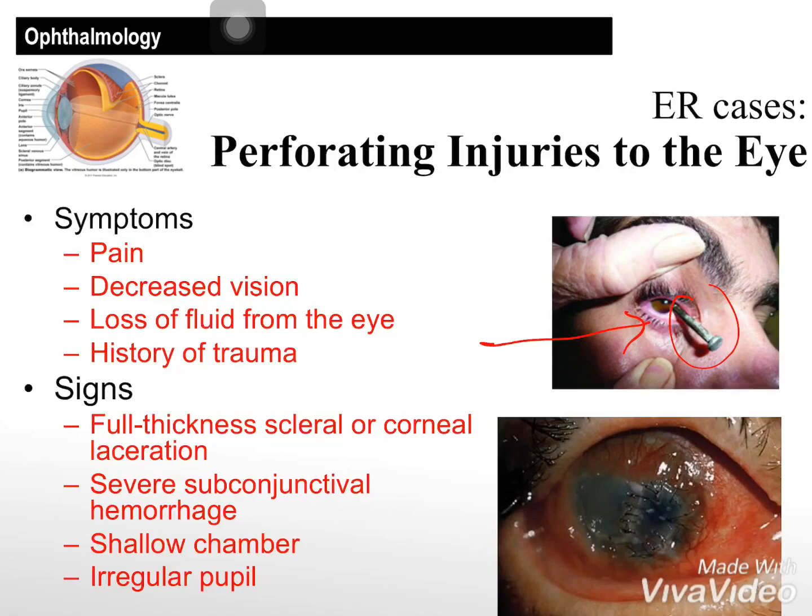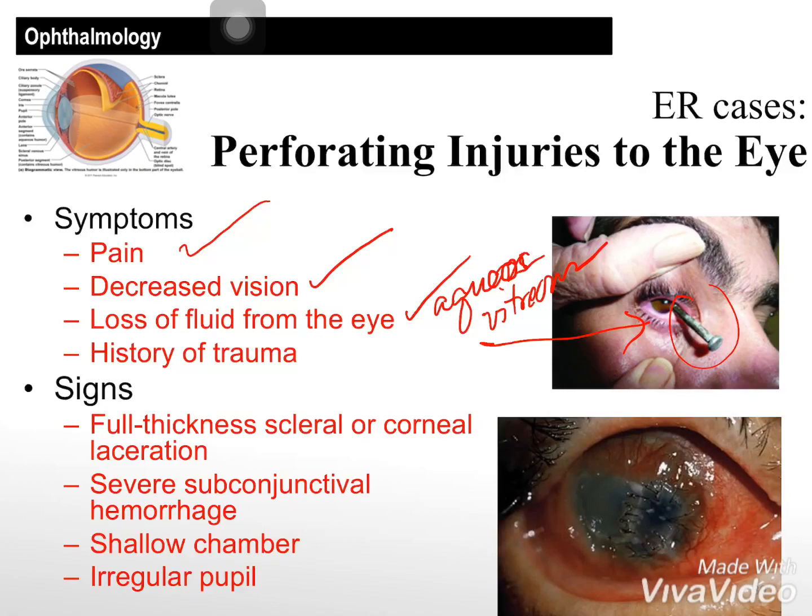So the major signs and symptoms of a perforated eye are sudden decreased vision and severe pain. A very important question that you have to ask is if there was fluid that flowed out of the eye when the injury happened. That will be telling that the aqueous or the vitreous has flowed out.